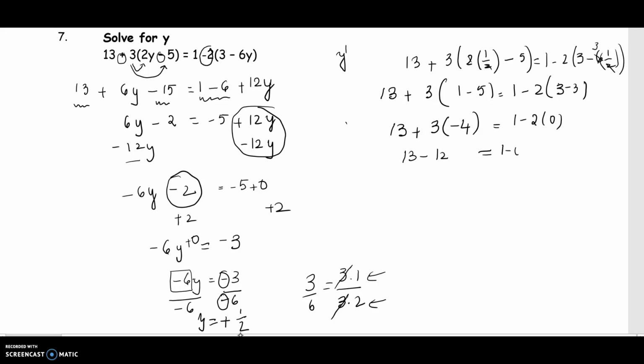1 minus 0 is 1. 13 minus 12 is 1. So y equals half satisfies the equation. So therefore y equals half is the correct solution to this equation.